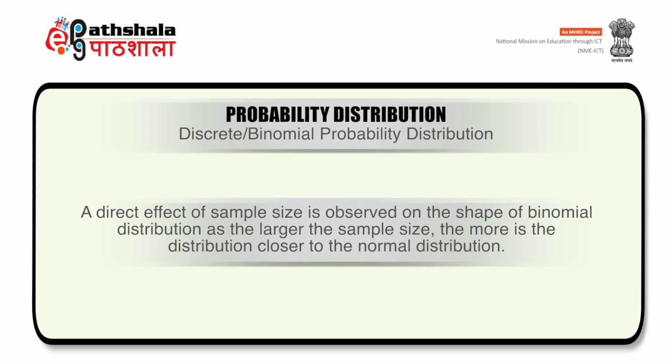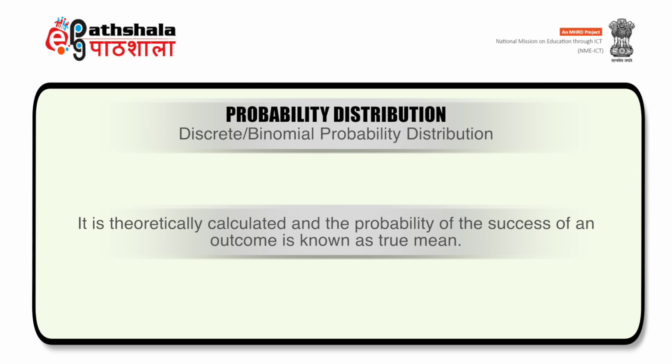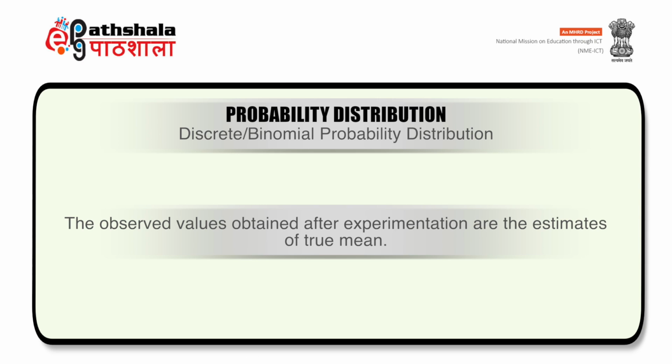A direct effect of sample size is observed on the shape of the binomial distribution. The larger the sample size, the closer the distribution is to the normal distribution. It is theoretically calculated, and the probability of success of an outcome is known as the true mean. The observed values obtained after experimentation are the estimates of the true mean.